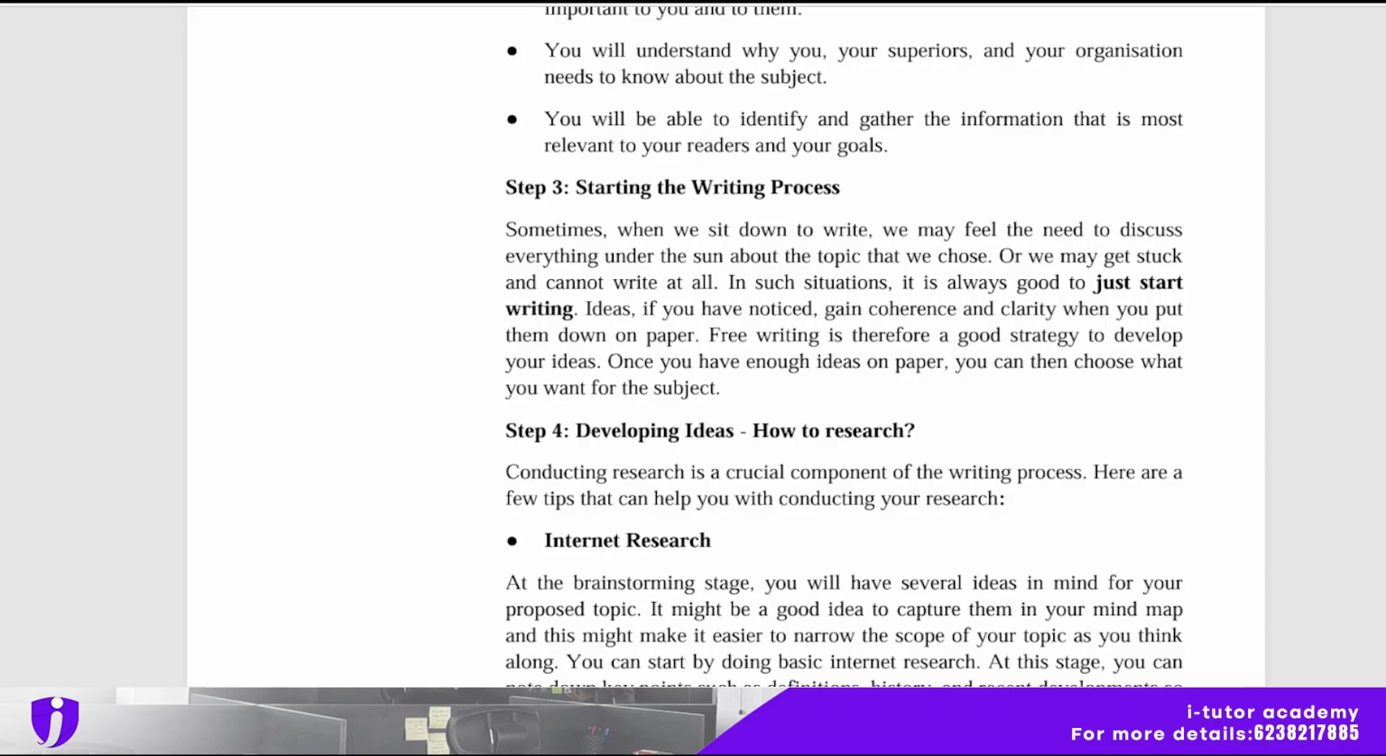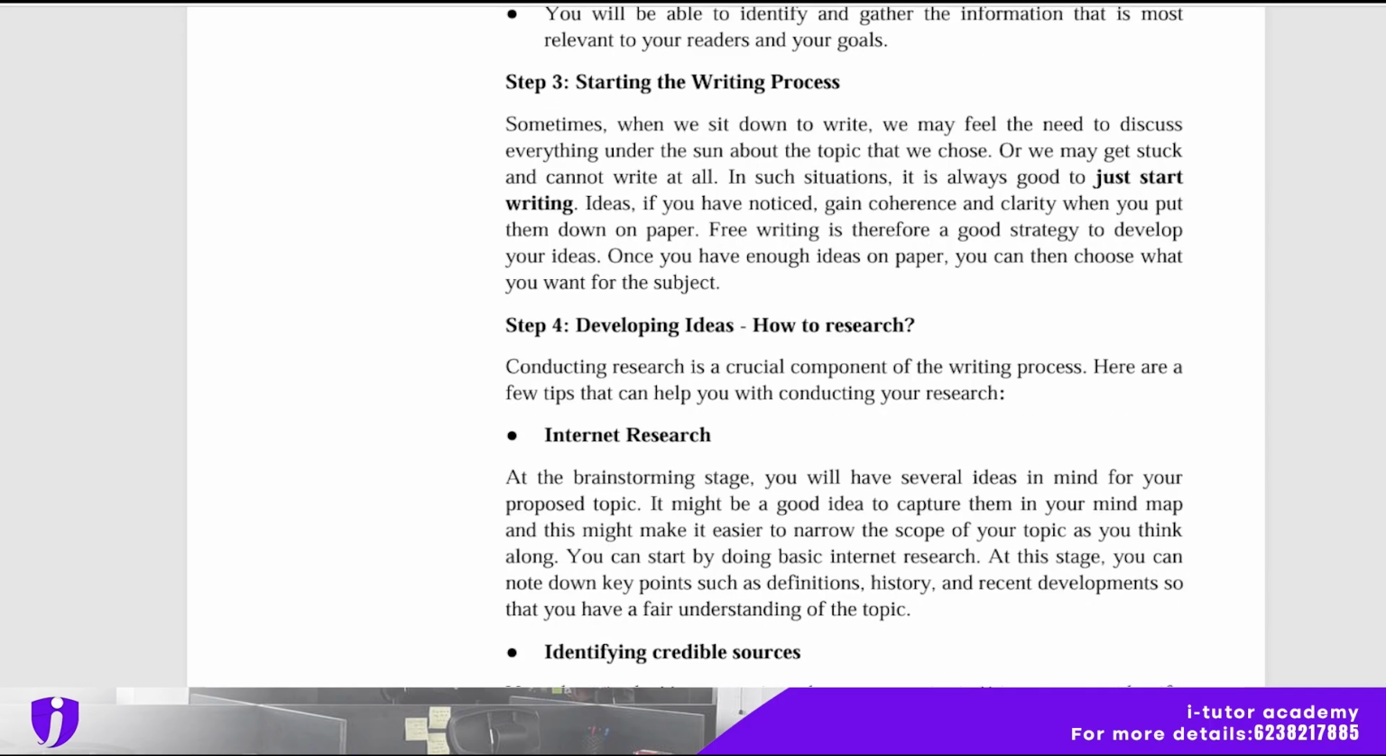Step 3, starting the writing process. Sometimes when we sit down to write, we may feel the need to discuss everything under the sun about the topic that we choose, or we may get stuck and cannot write at all. In such a situation, it is always good to just start writing. Ideas, if you have noticed, gain coherence and clarity when you put them down on paper.